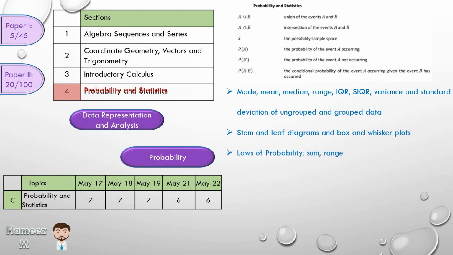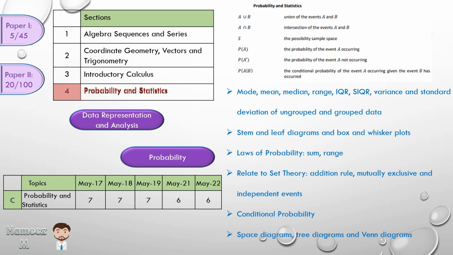We look at the laws of probability, the fact that the summation at any space is equal to 1, and the range where the probability of an event occurring, the minimum is 0 and the maximum is 1. In terms of probability, it's related to set theory with regards to the addition rule, mutually exclusive, and independent events. Conditional probability is also expected to be covered. And finally, space diagrams, tree diagrams, and Venn diagrams.